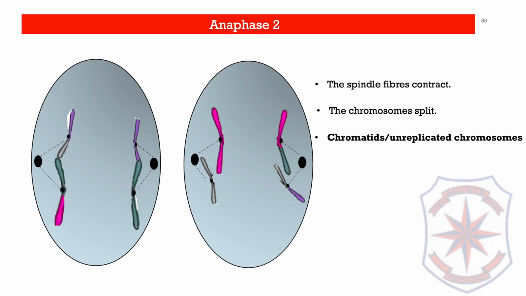And when the chromosomes split, chromatids or unreplicated chromosomes are pulled to the opposite poles of the cell. Remember, in anaphase 1, we said whole chromosomes are pulled to the opposite poles of the cell. But here, the language now changes. We say chromatids. Remember that the chromosomes had split in half, so the chromatids will move to the opposite poles of the cell, or you can use the word unreplicated chromosomes. Okay?